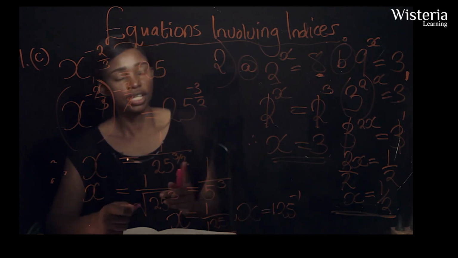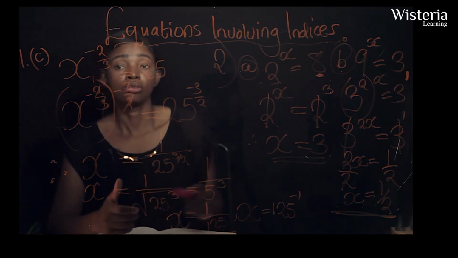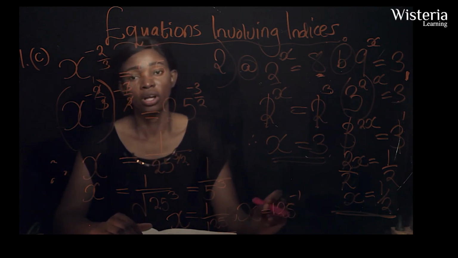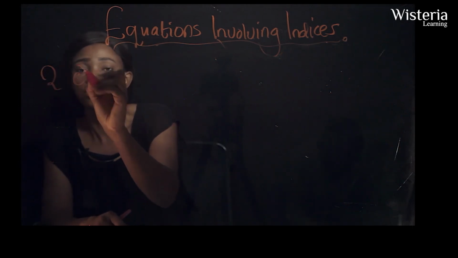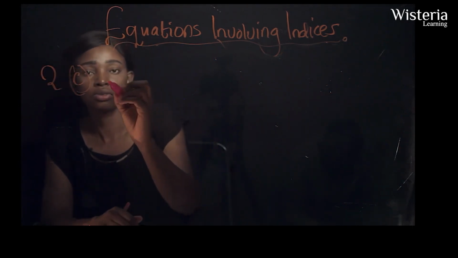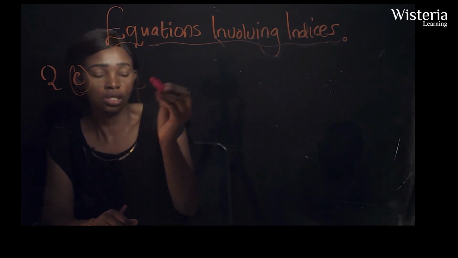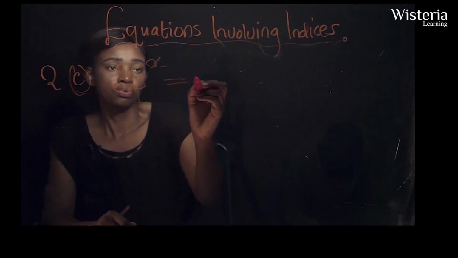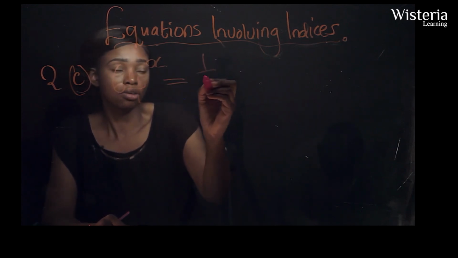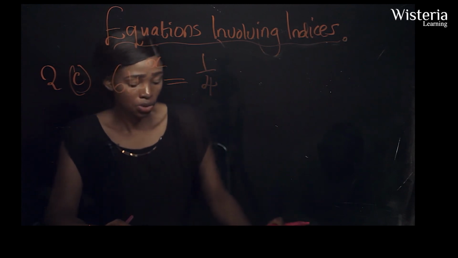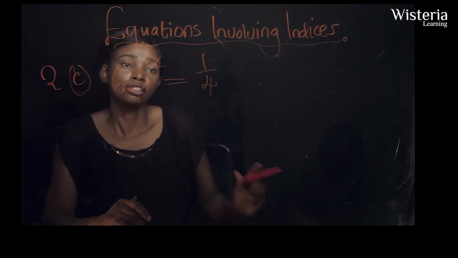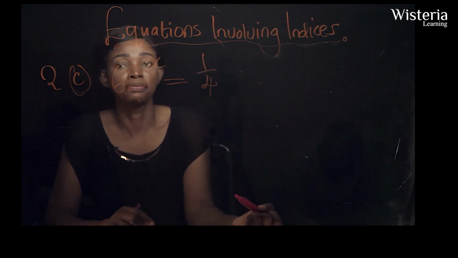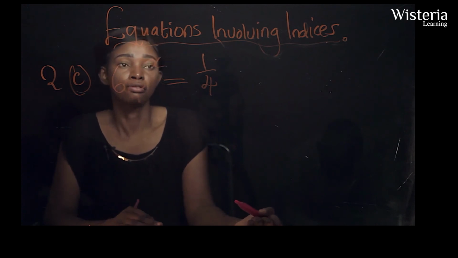I'll give one more example on how we can solve for x. Okay, our other example, which is 2c, we are solving for x. We have 64 to the power x, which is equal to 1 over 4. So to solve for x, we need to rewrite this fraction to have a negative power.